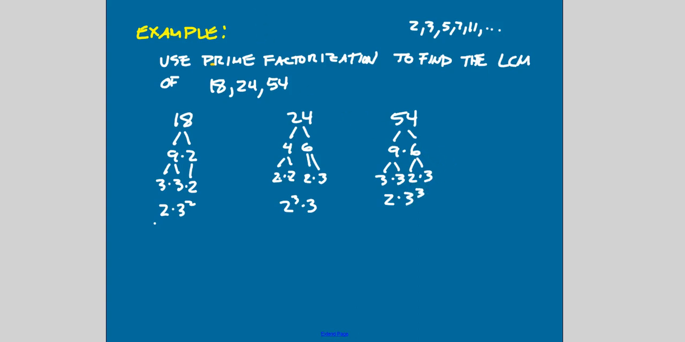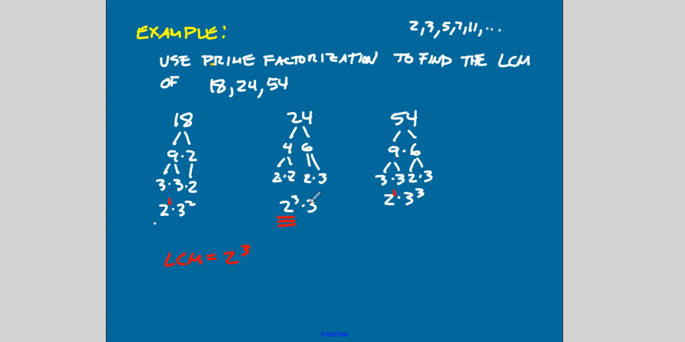Now what I do is I look for the highest power of each factor. So let's start with 2. That's 2, could be written as 2 to the first. That's 2 to the third. That's 2 to the first. So the highest power of 2 I see among those three numbers is 2 to the third. So I'm going to use that for my least common multiple. 2 to the third.